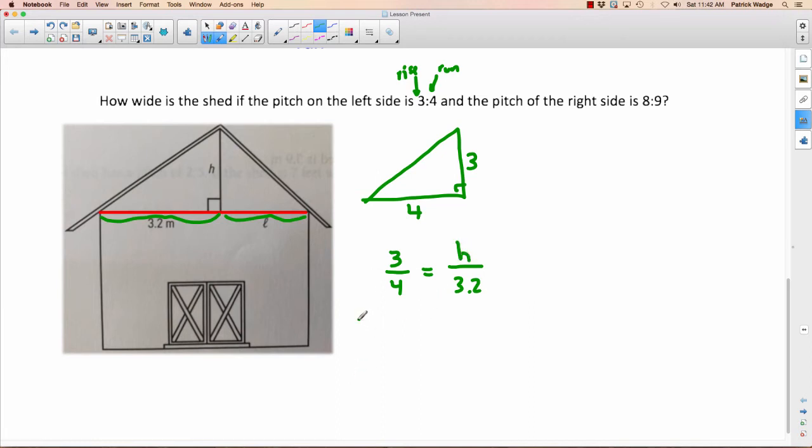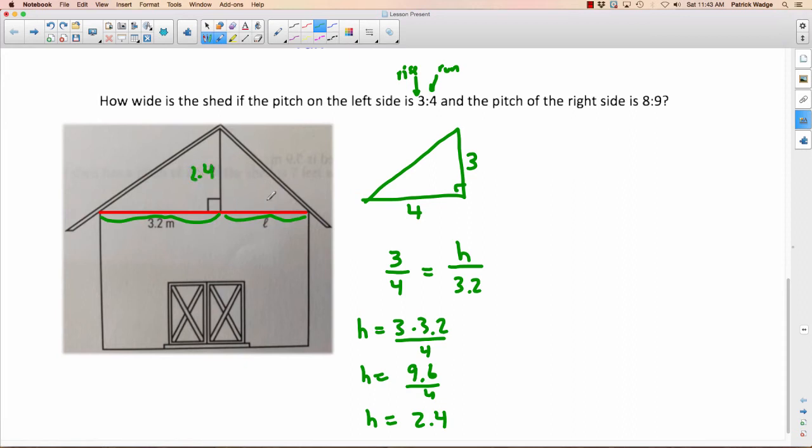Time to cross multiply. How do we do it? We multiply this diagonal, we can't multiply this one because we don't know the H, so 3 times 3.2, and then divide it by 4. So 3 times 3.2 is 9.6, and then I'm going to divide it by 4. H is 2.4. Okay, great. So we now know this amount right here is 2.4.